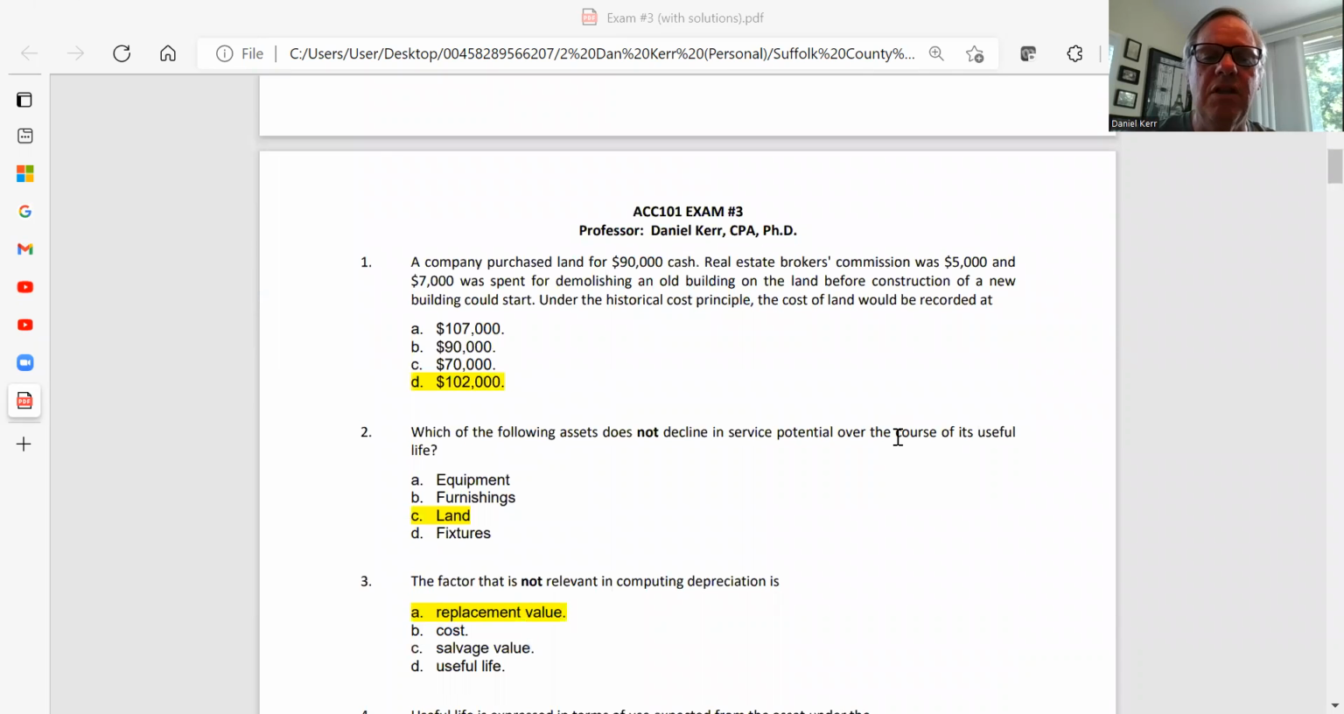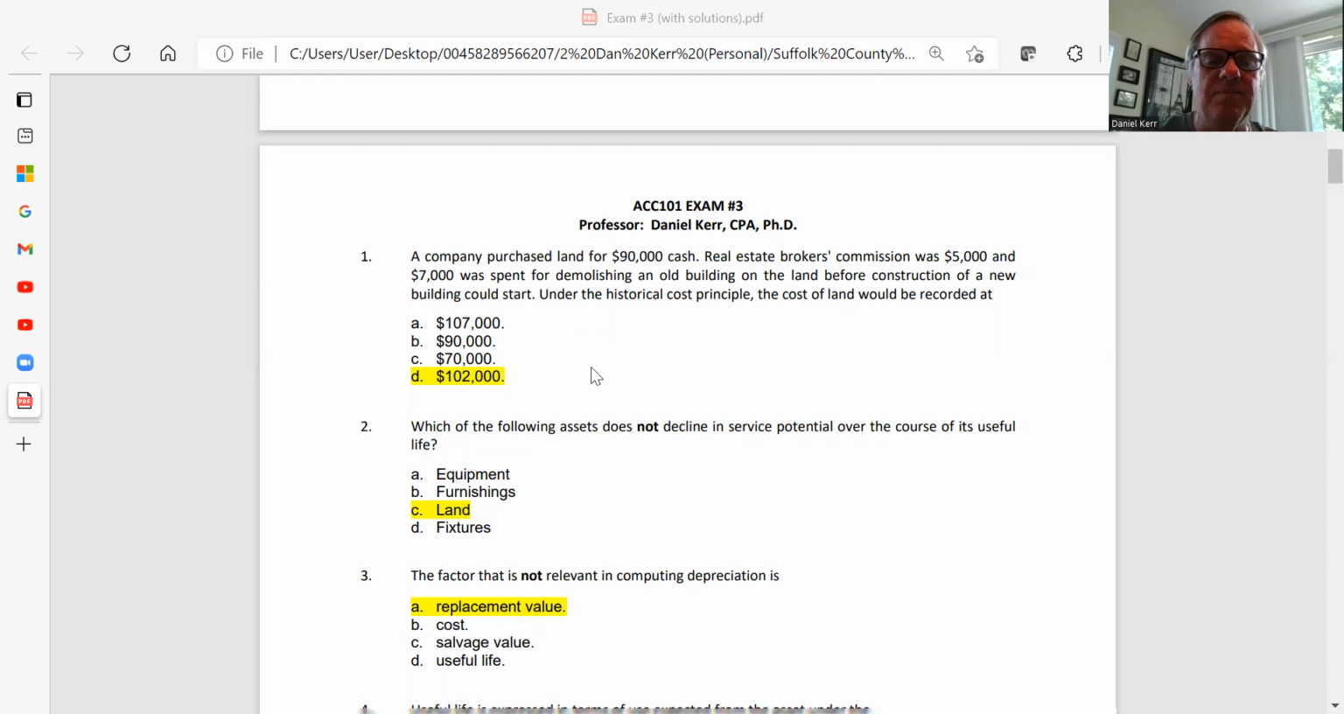It's multiple choice first. A company purchased land for $90,000 cash. Real estate broker's commission was $5,000, and $7,000 was spent for demolishing the old building on the land before the construction of a new building. Under the historical cost principle, the cost of the asset is all the cost necessary to get the asset installed for the purpose I purchased it for. So you add the 90,000 to the 5 to the 7, that gives you 102. So the answer to number 1 is D.